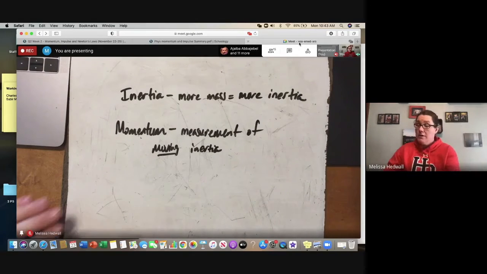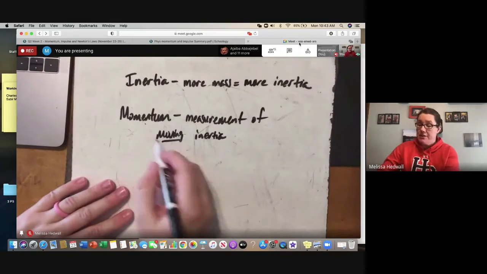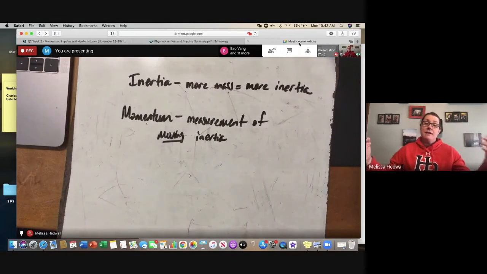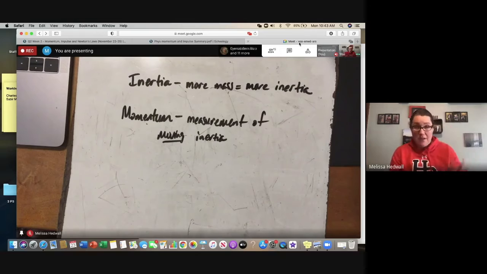So how does this look? Well, we have an equation to do this. Inertia is just like, hey, whichever has more mass has more inertia. There's a direct relationship there. Inertia doesn't have a unit. It's just a concept. It's saying like, okay, more mass, more inertia. It's not going to change what it's doing very easily. Momentum, however, is a combination of how big it is and how fast it's moving.